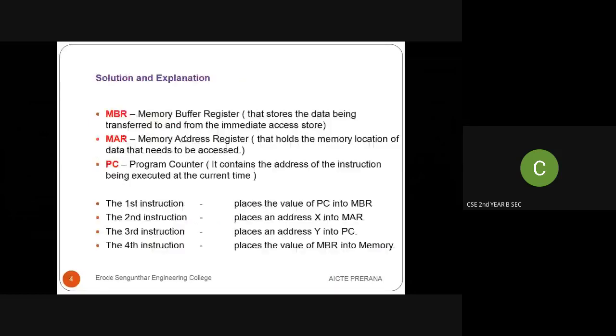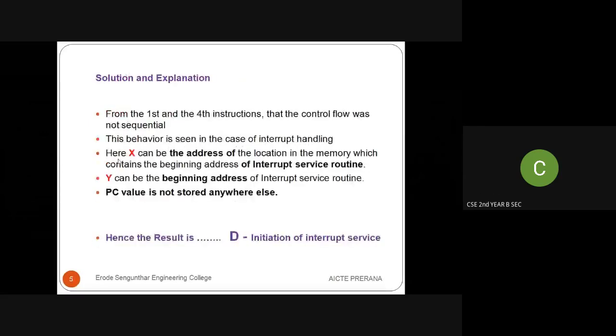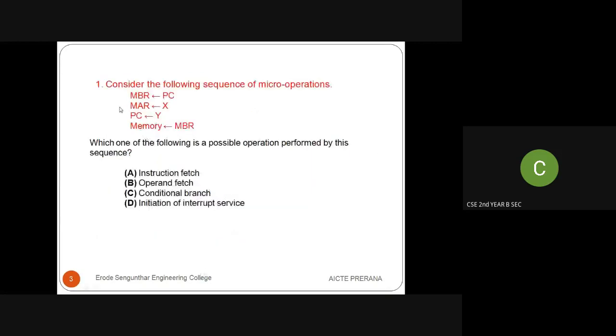So the address of X, here X can be the address of any location in the memory which contains the beginning address of the interrupt service. Y can be the beginning address of the interrupt service routine. The program counter is not stored anywhere else. So program counter is not dealing with the storage of certain information in these four instructions. So the result will be initiation of interrupt service. Now again we will see, consider the following sequence of micro operations. Here it is given. So what is the question asked?